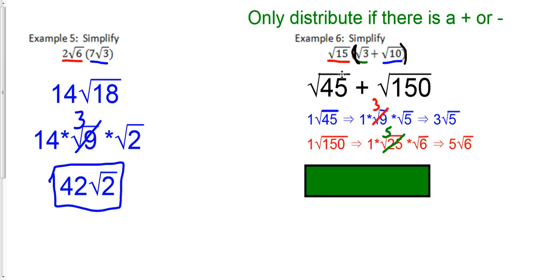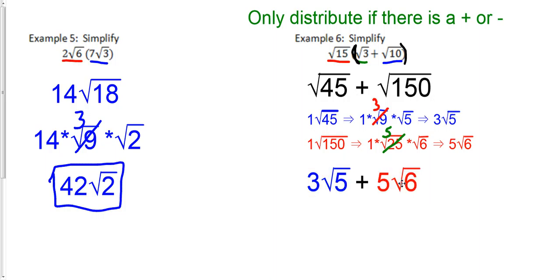Putting this new expression, the square root of 45 plus the square root of 150, and then replacing this one here and this one here, putting that all together means our final answer is going to be 3 square roots of 5 plus 5 square roots of 6. Now again, we can't combine these because the square root of 5 and the square root of 6 are different numbers. And also, the square root of 5 doesn't break down anymore, the square root of 6 doesn't break down anymore. So this is our most simplified answer.